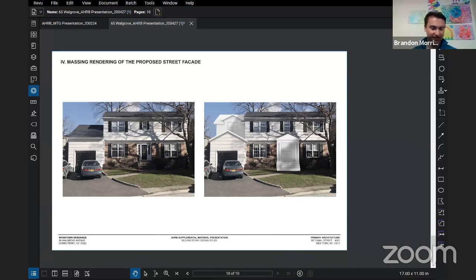Okay. So I believe that the fourth scheme is much more sensitive to the existing house. And the dormer, with the addition of the new vestibule at the entry door, does reinforce the main entry to the house and has a nice tie-in. I think it looks good. Thank you.